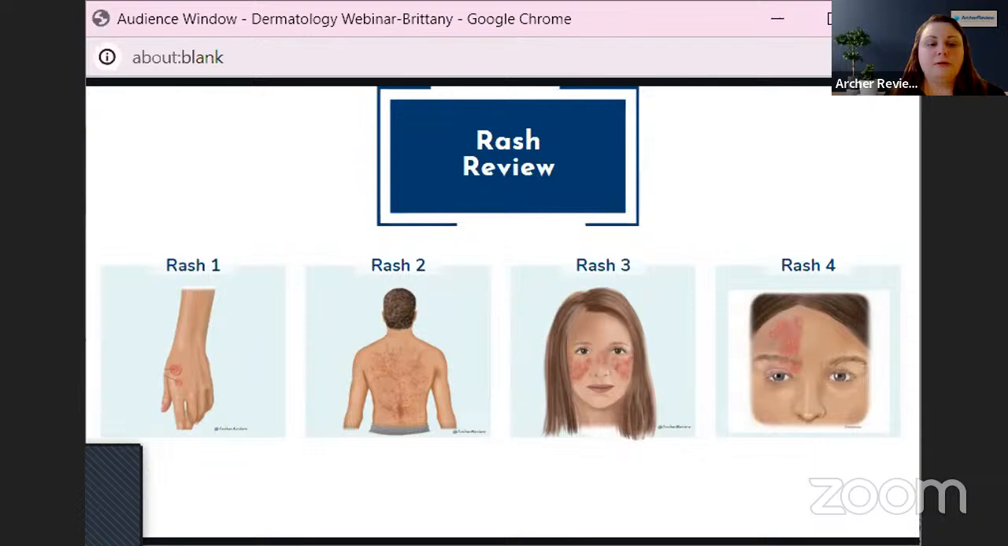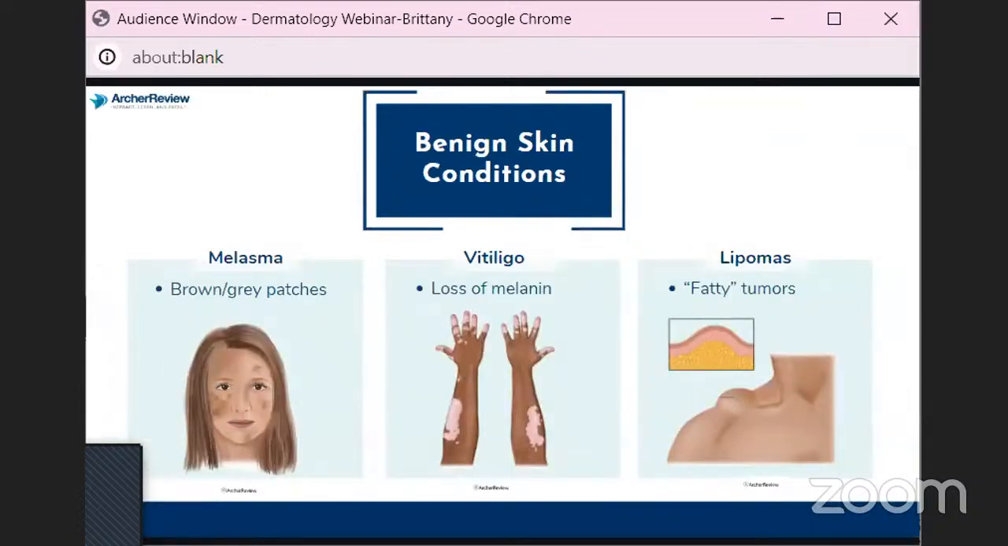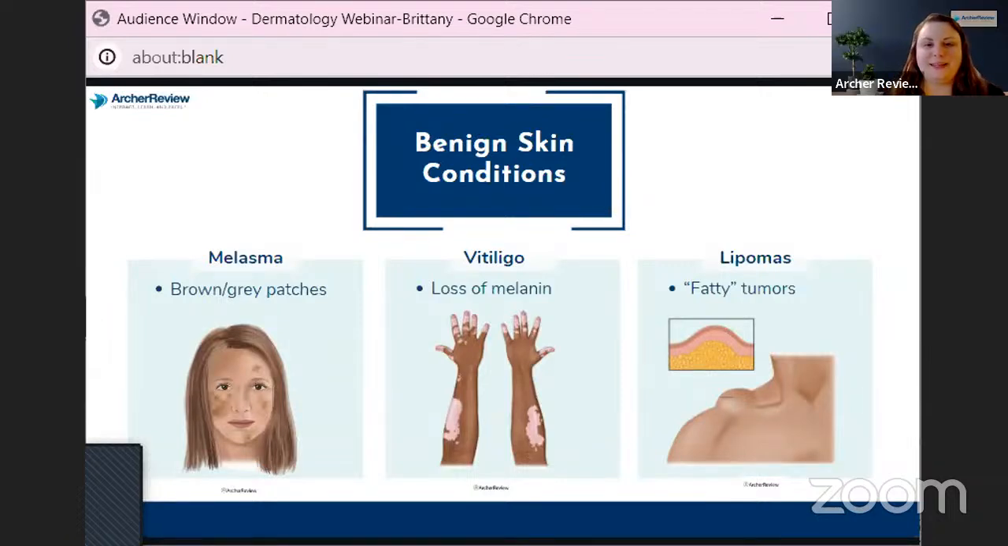Picture 2. Who can tell me about picture 2? Hey, Miss Brittany, we're still seeing the rashes. Oh, okay. Let's take a look here. All right. Okay, picture 2. Is that better? Oh yeah, now we can see the benign skin conditions. Thank you for letting me know. All right, so let's go back.